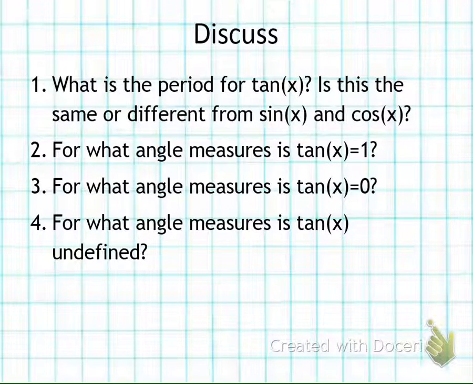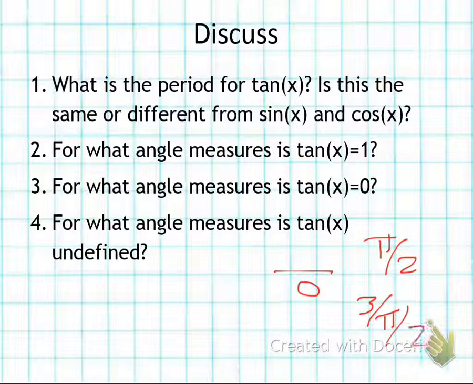And then where is it undefined? Remember, that's anywhere where we would be dividing by 0. That happens at pi halves, 3 pi halves, and any other times we go around the circle. Sorry, I wrote that wrong earlier; it's 3 pi halves. If we go around the circle again, we would be at 5 pi over 2, then 7 pi over 2, and so on. We could also have negative angles, so negative pi over 2, negative 3 pi over 2, and so on.